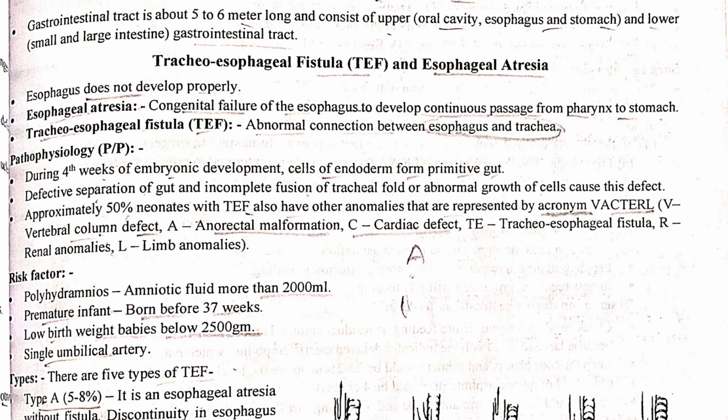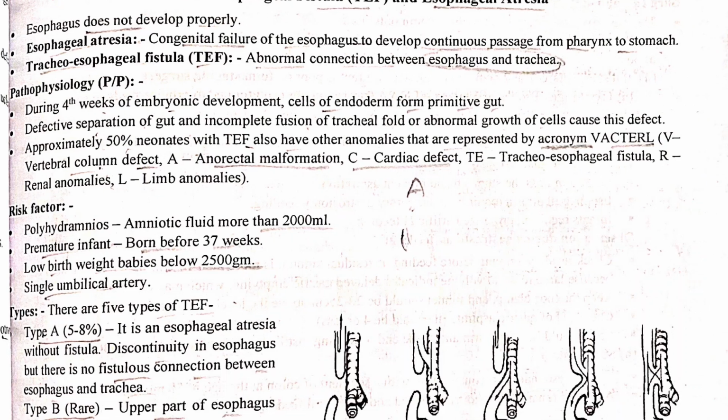Esophageal atresia is the congenital failure of the esophagus to develop a continuous passage from pharynx to stomach. Tracheoesophageal fistula (TEF) is an abnormal connection between the esophagus and trachea. In the pathophysiology, during the fourth week of embryonic development, cells of the endoderm form the primitive gut. Defective separation of the gut and incomplete fusion of the tracheal fold or abnormal growth of cells cause this defect.